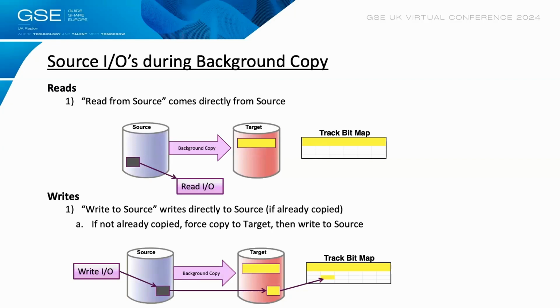If someone wants to write to it, when it writes to the source, before it does that, FlashCopy will check whether that bit of data has been copied, whether that bitmap has been copied. If it hasn't, it will initiate a copy. Then it will let the update work. If it's already been copied, the write just goes ahead.